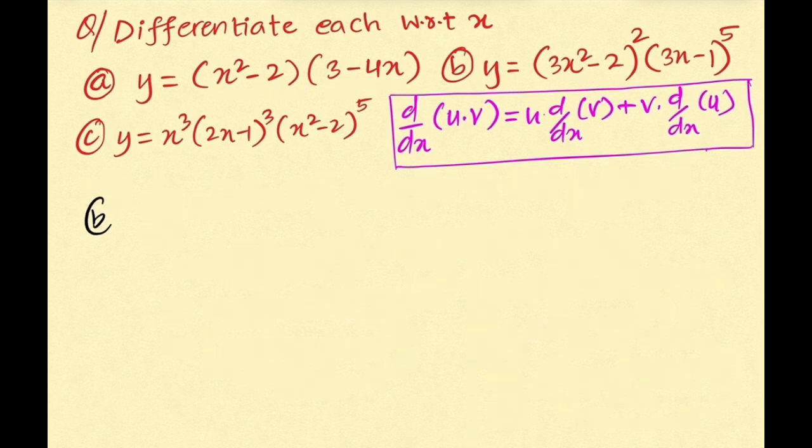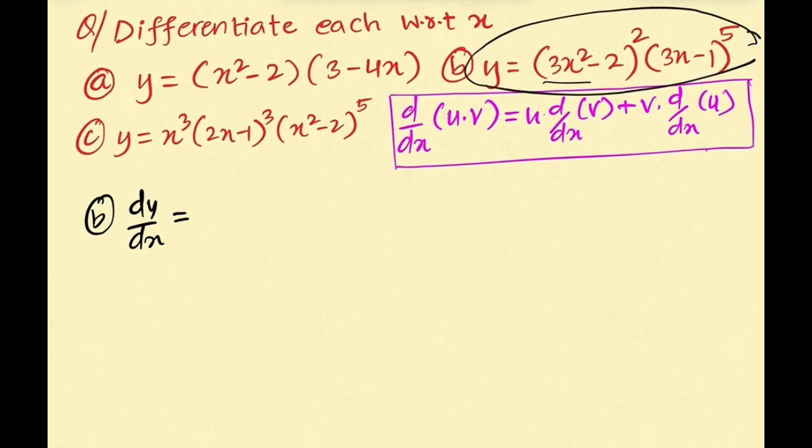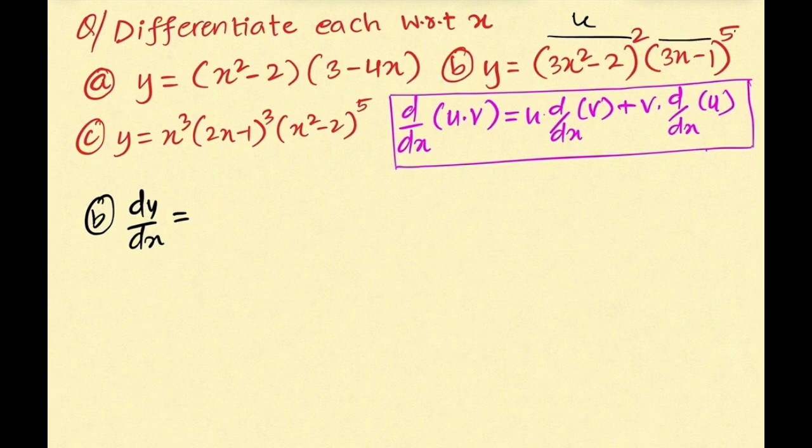Now let's differentiate for part B. So dy over dx is equal to, and this is where the product rule of differentiation becomes very important. Now you look at this function, we cannot expand this function because look at the exponent, there are 2 and 5, and if you want to expand this, it will take hours and most probably you will end up with the wrong answer. So the best thing is to follow the product rule of differentiation. Let this part be u, let this part be v.